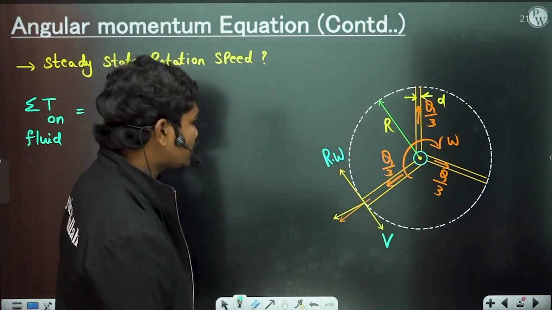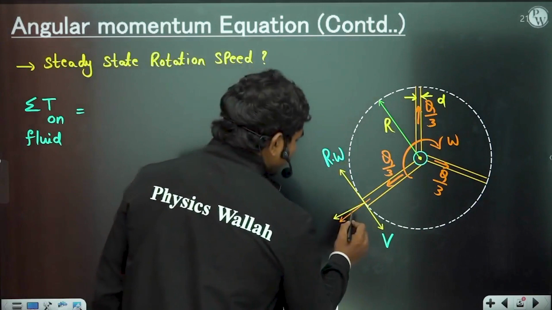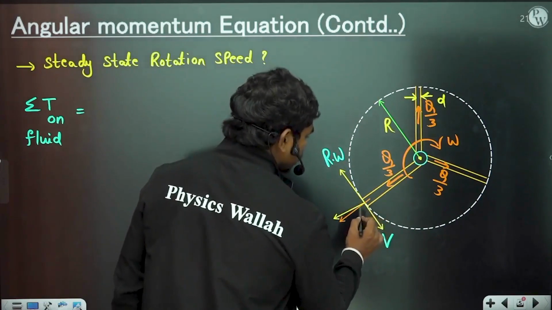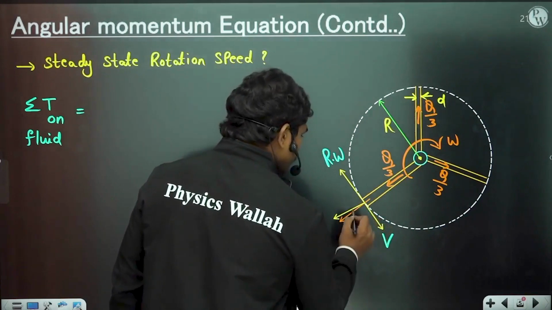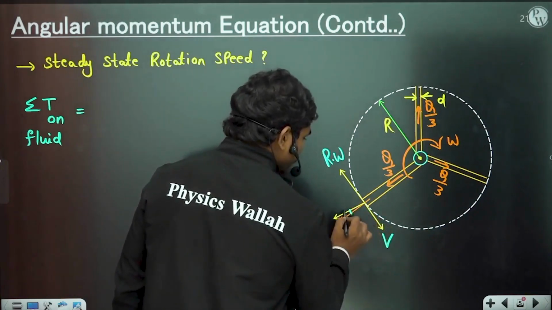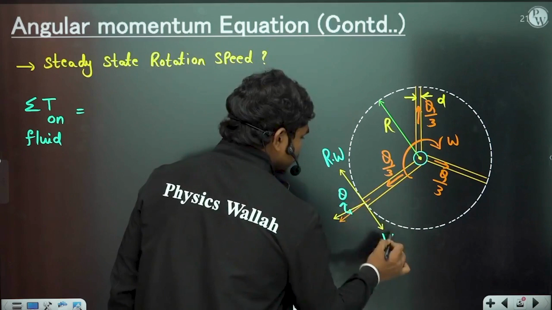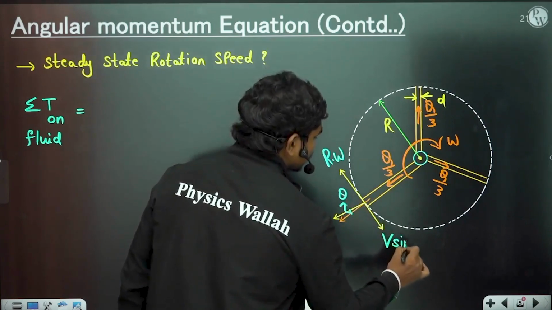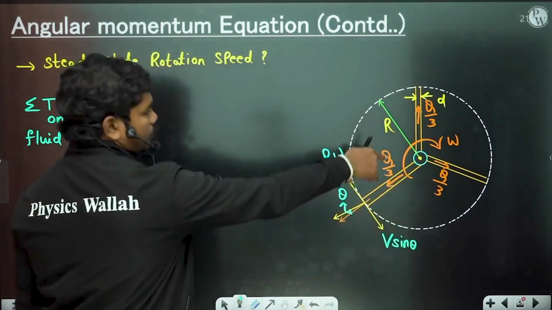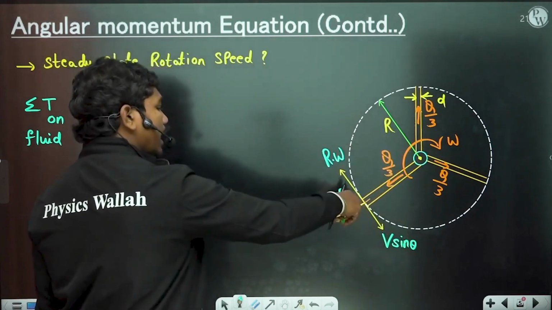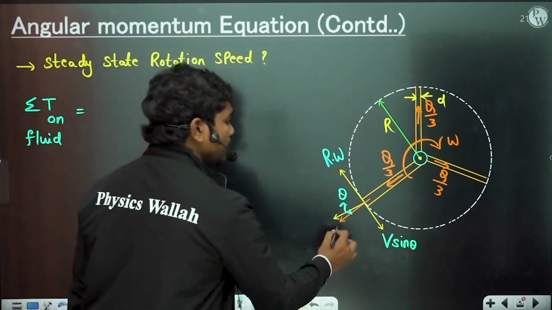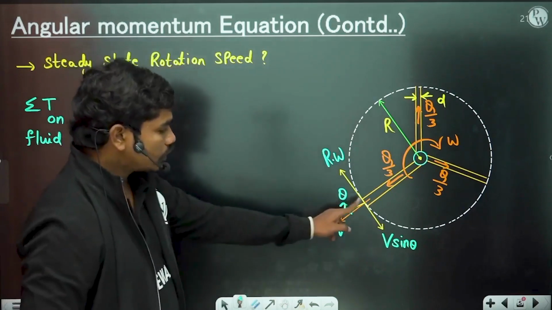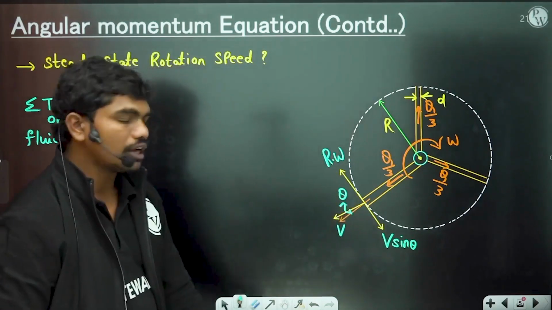Let us suppose this angle is theta. With the center line, along the radius, if the angle made by the velocity component with the radius is theta, then the tangential component is V sin theta, where V is the fluid velocity which is coming out. So V sin theta and R omega are in opposite directions.